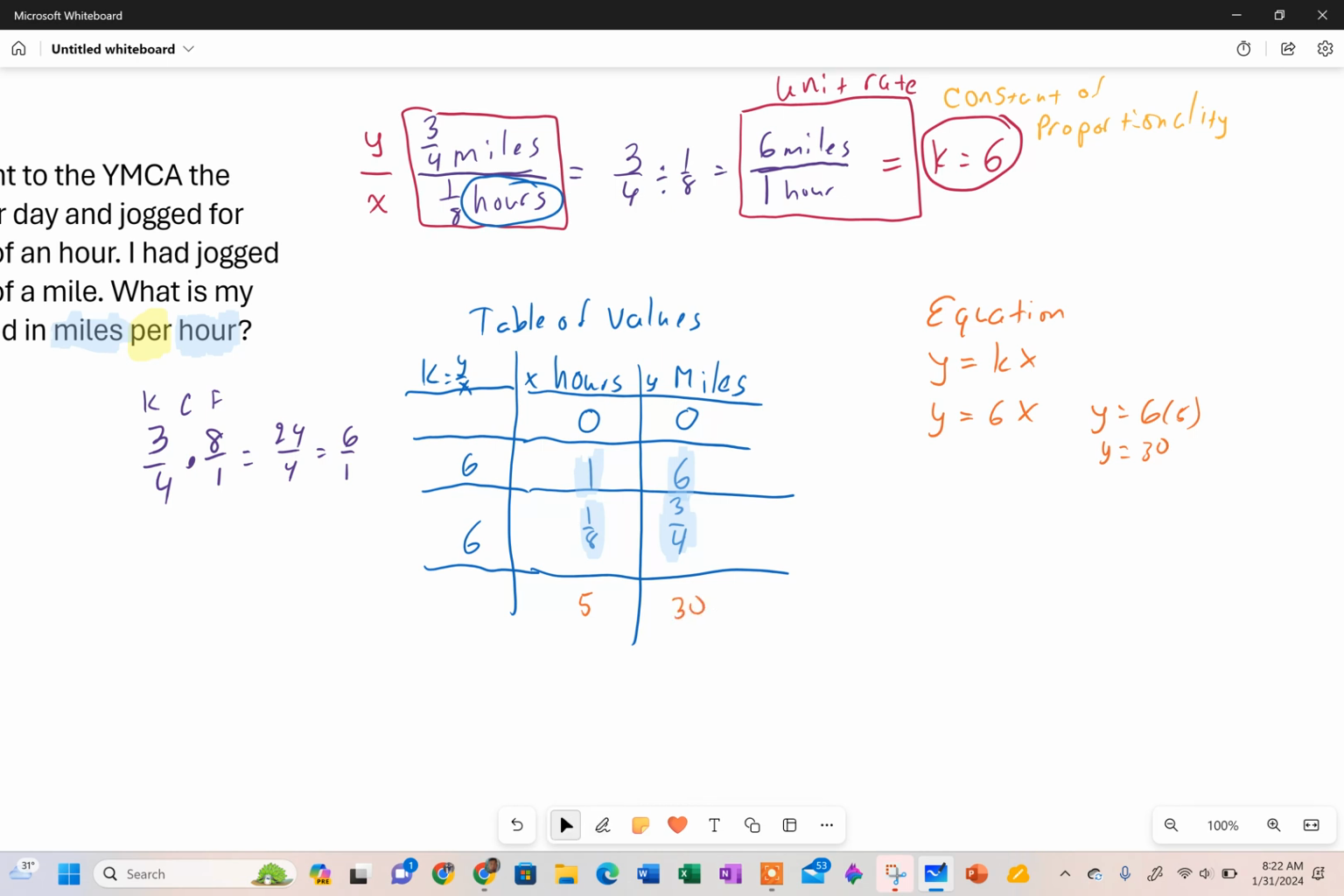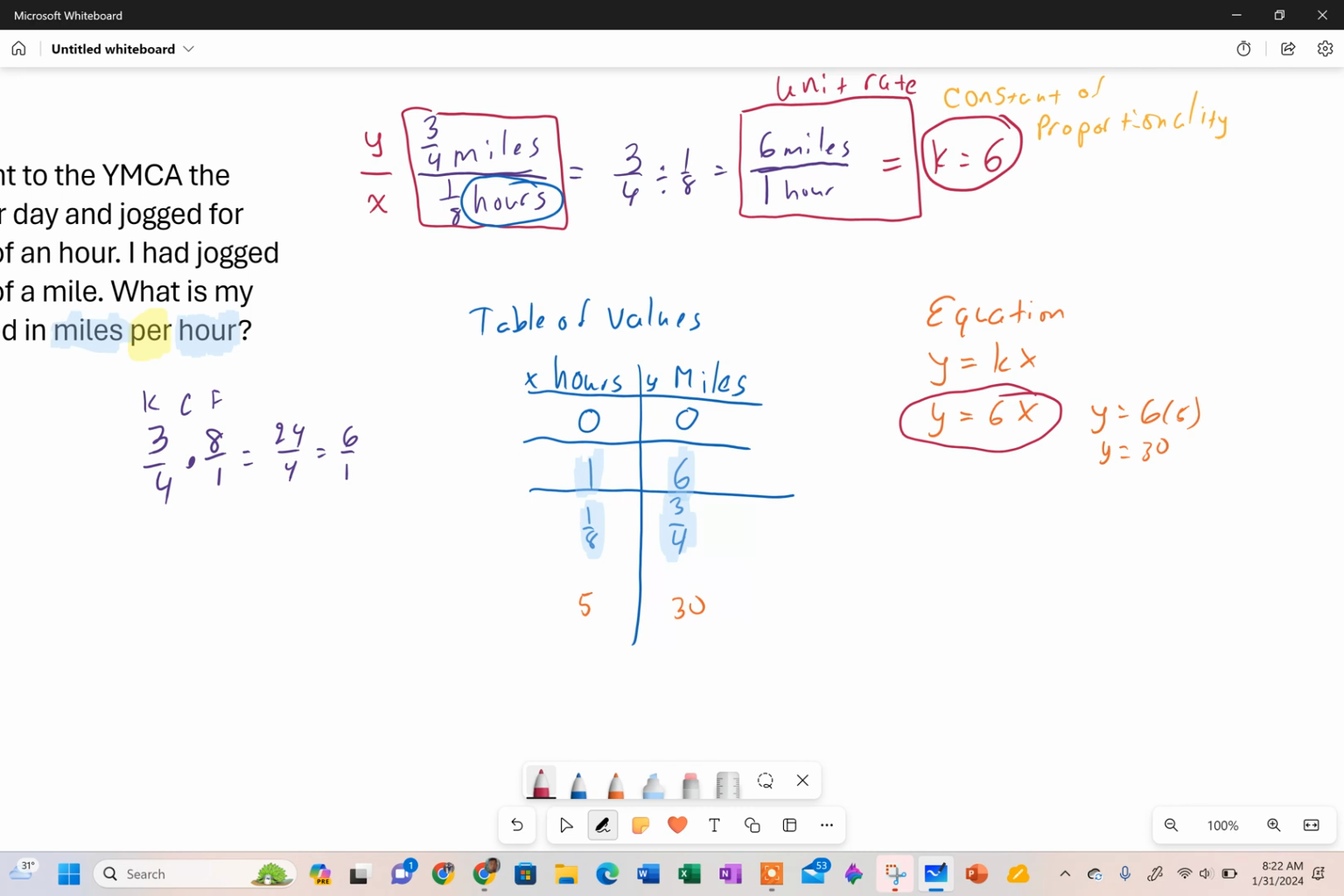Now, the big problem is this. If anybody walked up and just looked at y equals 6x, they don't necessarily know what on earth you're talking about. They don't know that you're talking about miles and hours. So I'm going to show you a quick trick on how to write an equation that's a little bit more specific. I'm going to take a look at the row that has my unit rate. This is my unit rate, right?